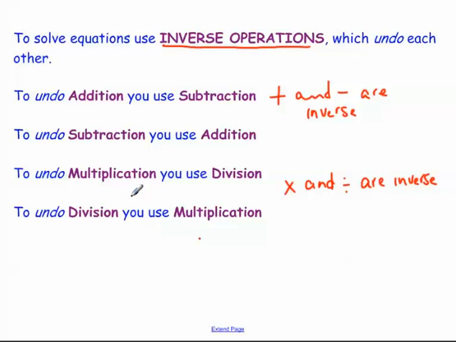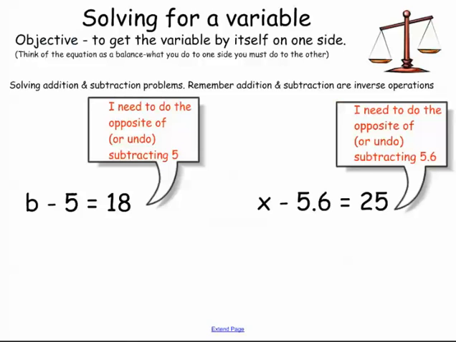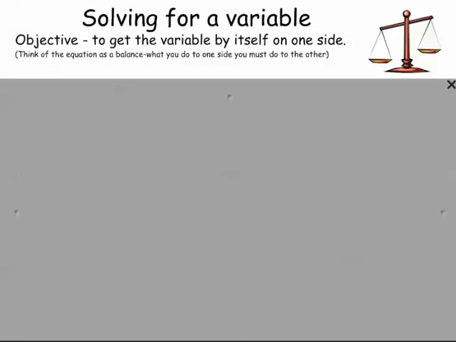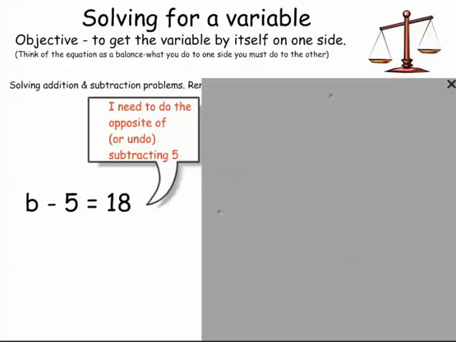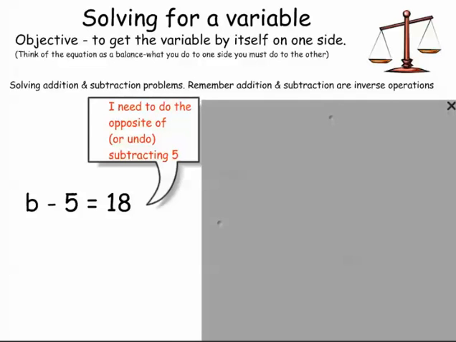Okay? All right, so now let's go ahead and let's solve some equations. All right, if I look at this one, again, I want to get the variable by itself. So here is my problem. b minus 5 equals 18.